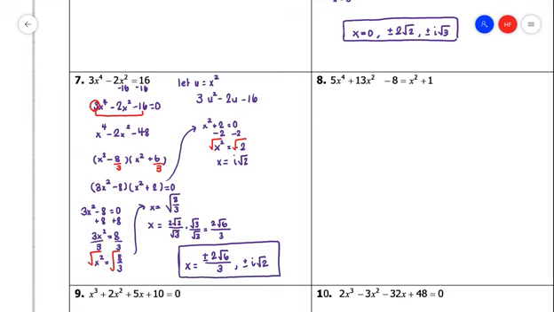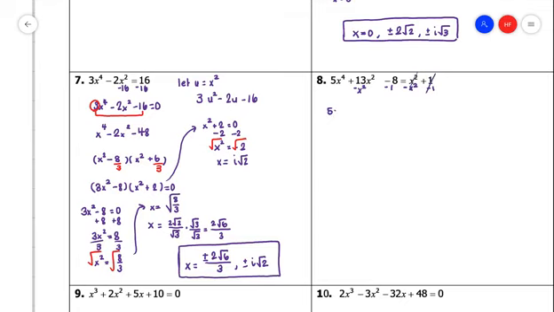So that one was a doozy. So then we'll go to number 8, and again we want to make sure that everything is on the left side, so I'm going to move the x squared and the 1. I'm going to write them under the terms that they'll be combining with. These are going to cancel.